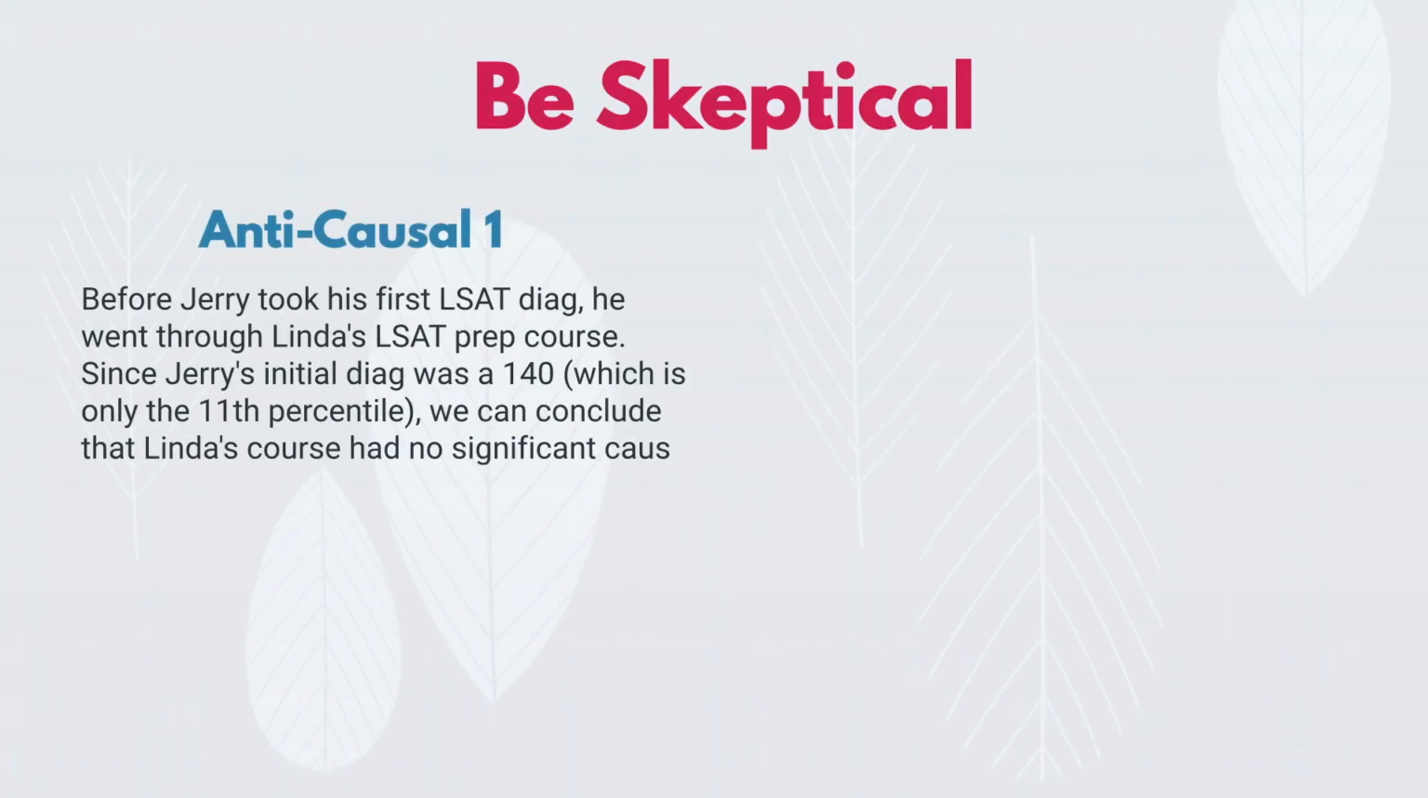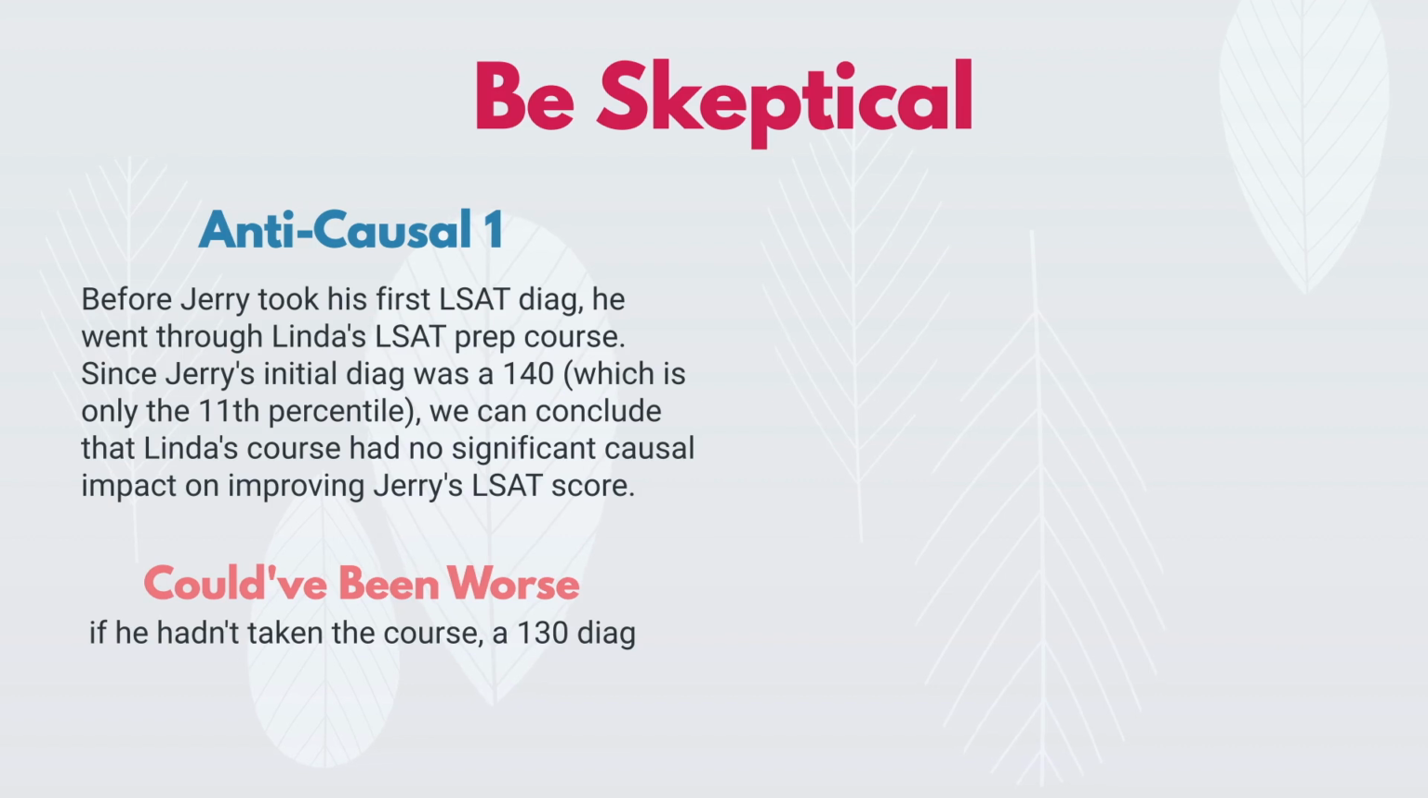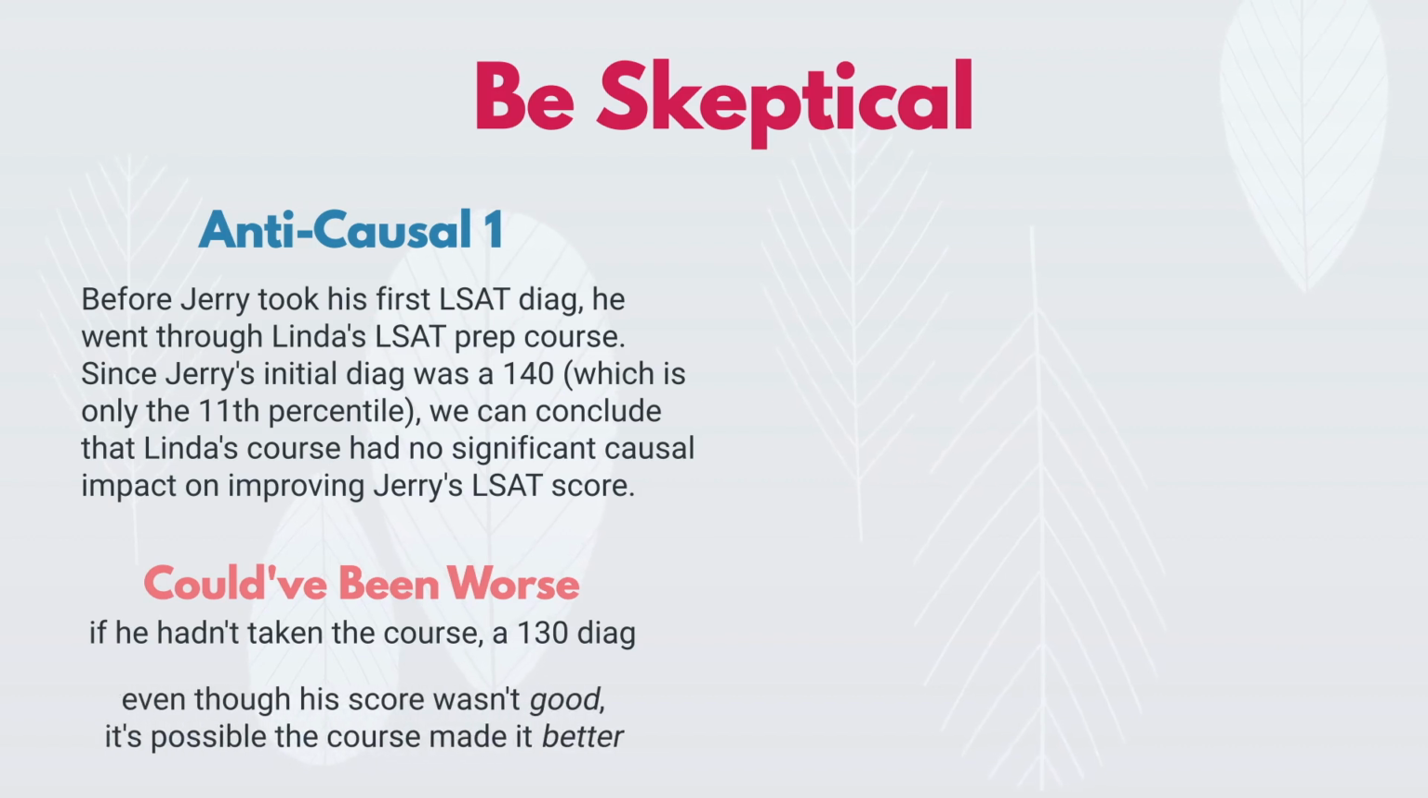Say that we say, before Jerry took his first test, he went through Linda's course, but since he only got a 140, Linda's course clearly didn't help him improve his score. We would want to argue, well, wait, it could have been worse. Maybe he would have only gotten a 130 without her course. Even though his score wasn't good, it's possible the course made it better.